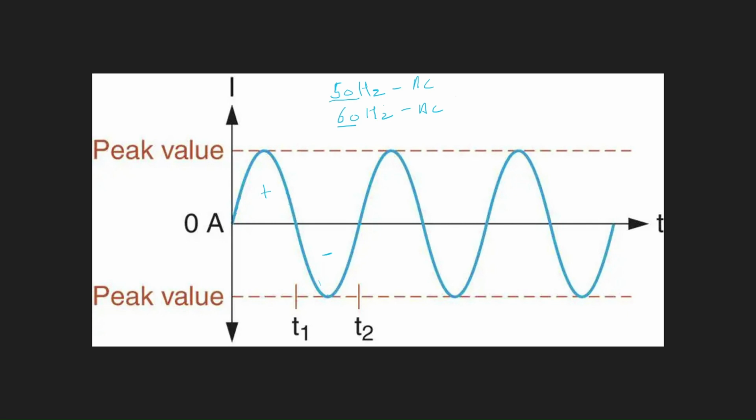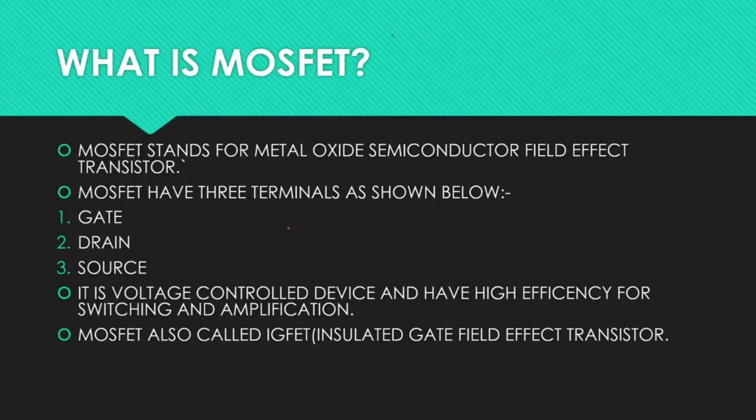In AC, the voltage varies according to time. It does not provide a constant voltage. Now we understand the working of MOSFET. MOSFET stands for Metal Oxide Semiconductor Field Effect Transistor. It has three terminals. First is gate, second is drain, third is source. It is a voltage controlled device and has high efficiency for switching and amplification. MOSFET is also called IGFET. IGFET stands for Insulated Gate Field Effect Transistor.